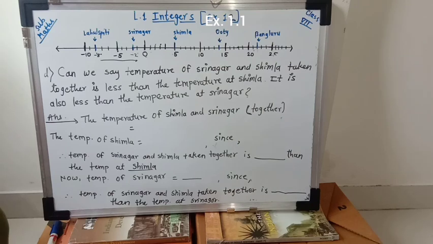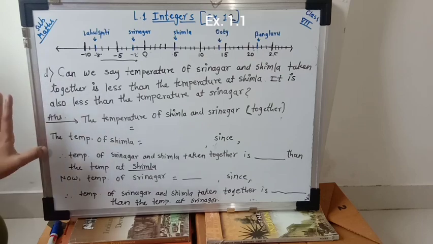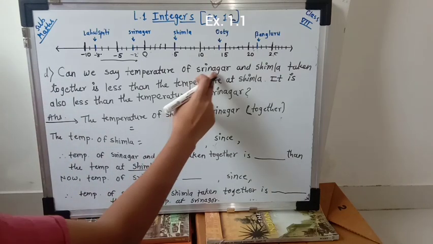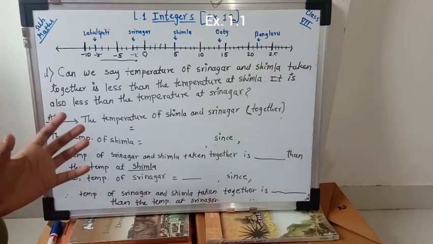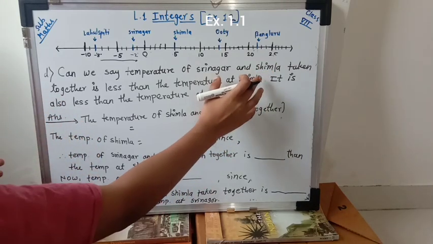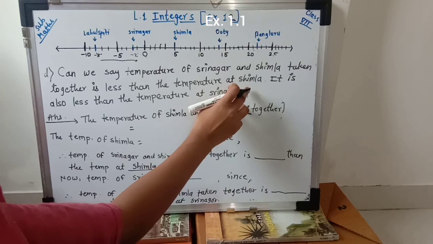Now question D is: can we say the temperature of Srinagar and Shimla taken together is less than the temperature at Shimla? It is also less than the temperature at Srinagar. So this question is saying, if we add the temperature of Srinagar and Shimla, the sum of both these temperatures is less than Shimla.